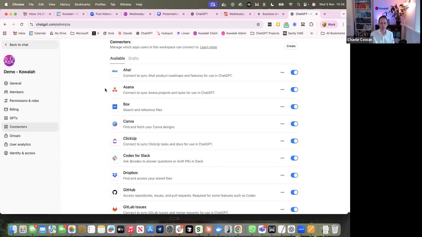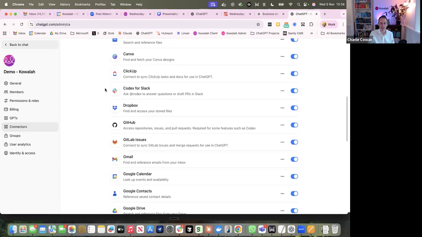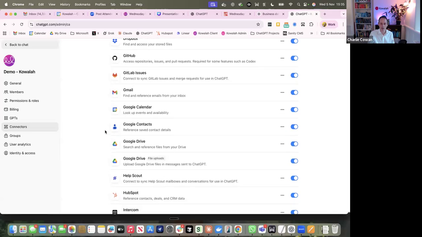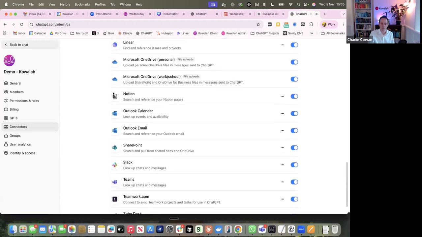And then you have some individual connectors that need to be enabled by the admin, but once they're enabled by the admin, then they're available for each of your employees to be able to turn on. And you can see this list is building out significantly. We've got things like GitHub, which is great for your product development teams. Gmail, Google Docs and Drive, if you're in the Google suite. Loads of Microsoft ones here, Microsoft OneDrive, Calendar, Teams, Slack just got launched the other day.